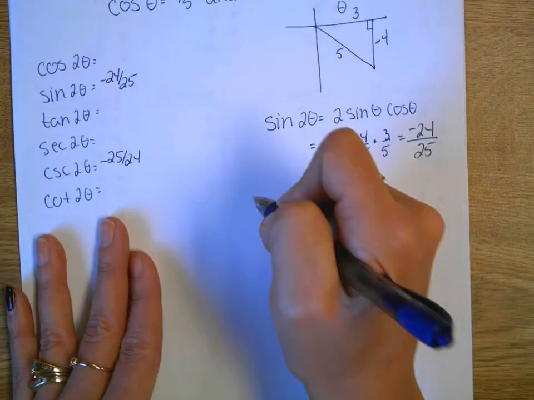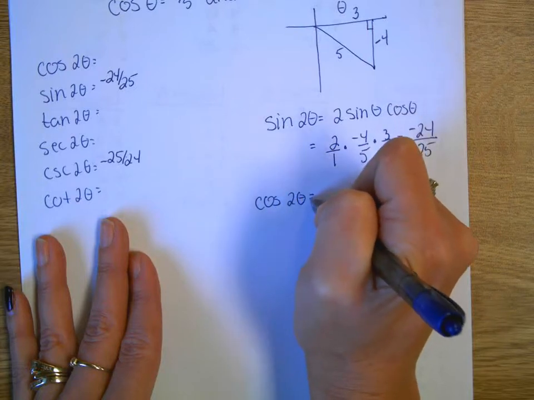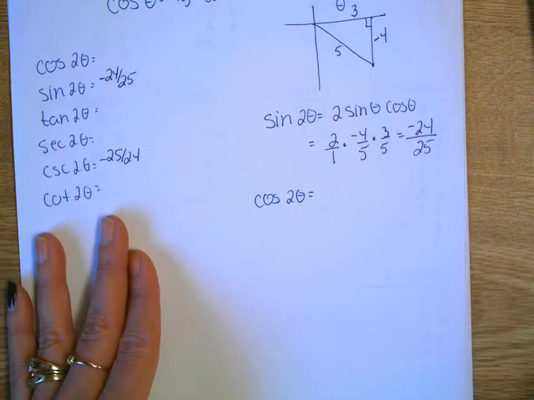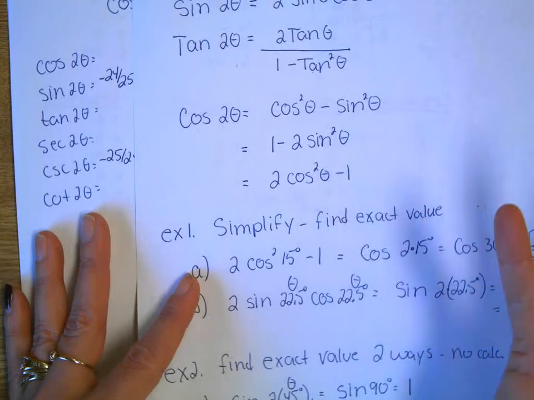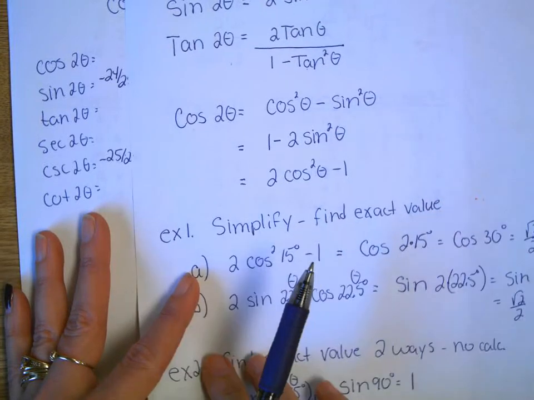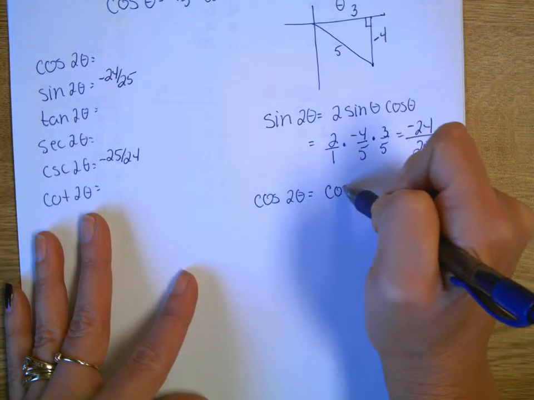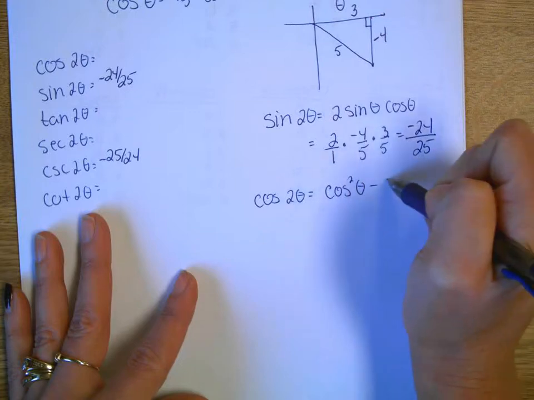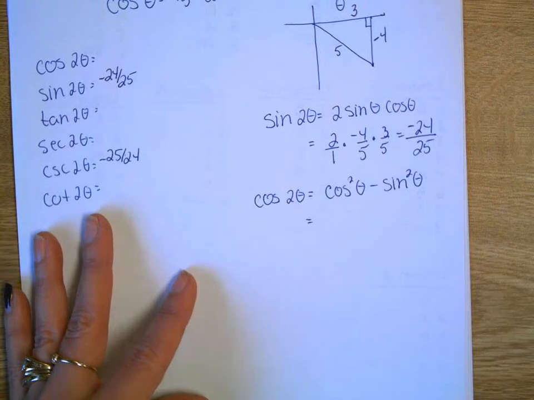Let's do cosine next. Okay, cosine, you have an option. It doesn't matter which one you use for cosine. Which one do you think is easier? They're all the same. Cosine squared minus sine squared, it doesn't matter to me. It truly doesn't matter which one of those you grab.